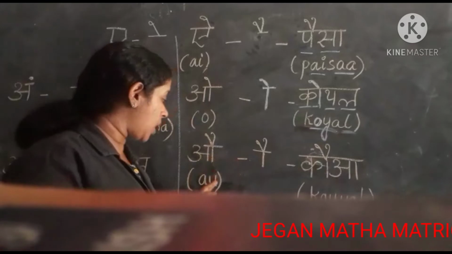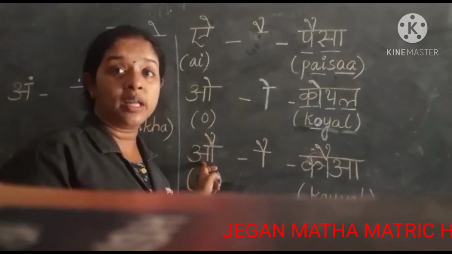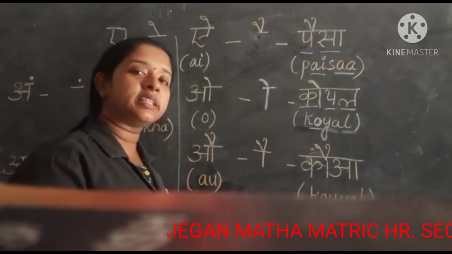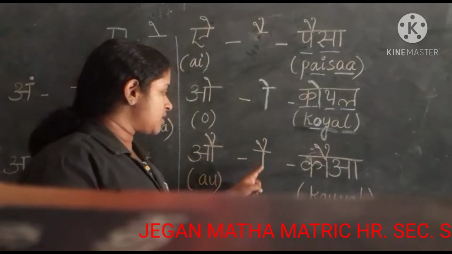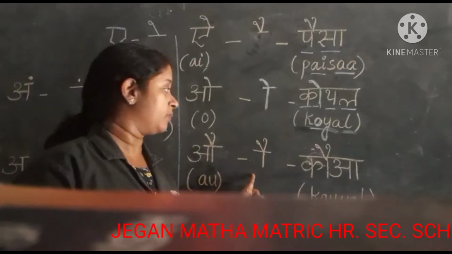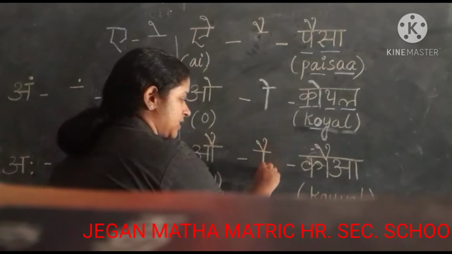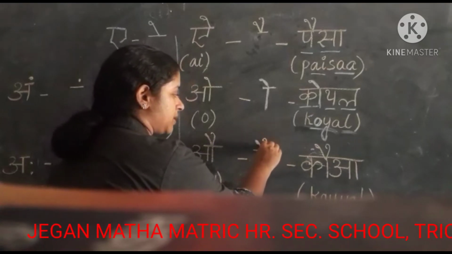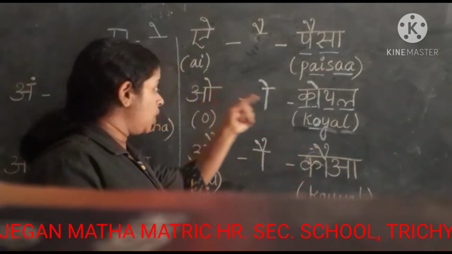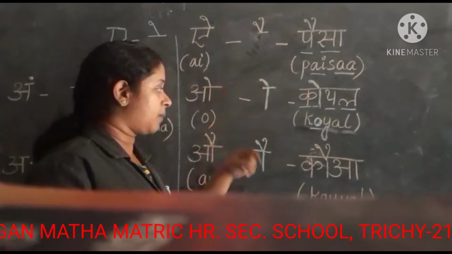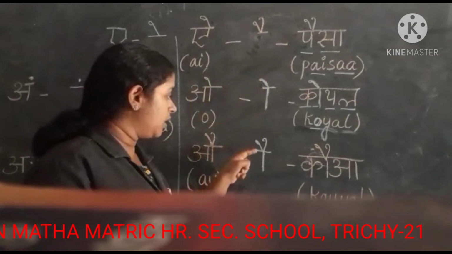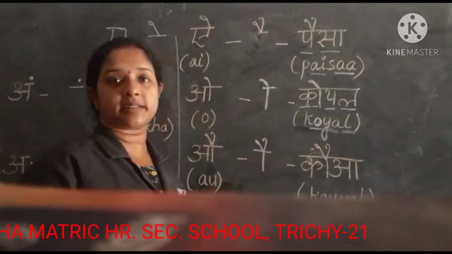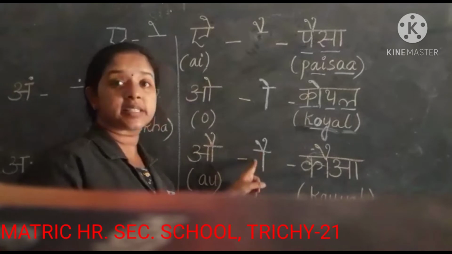We know the swar ow, which we write in English as au. Ow. So see here, this is the symbol of ow. First we have to draw a straight line, then a sleeping line. Above that sleeping line, two symbols are there. For O, only one symbol was there above that line, and for ow, two are there above the line. So this is the symbol of ow.